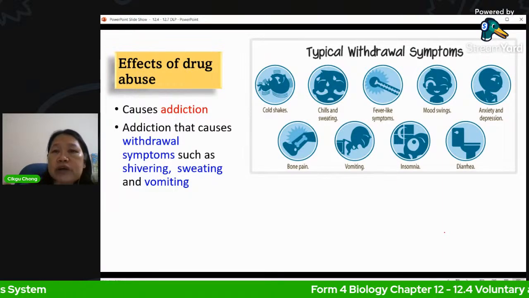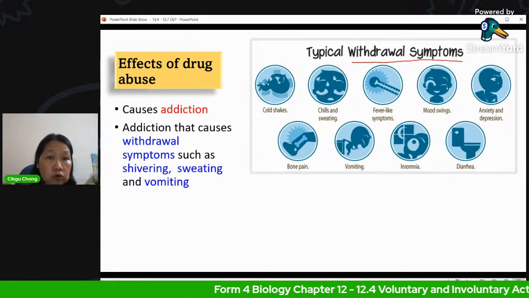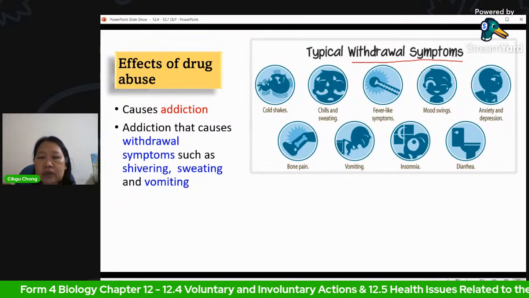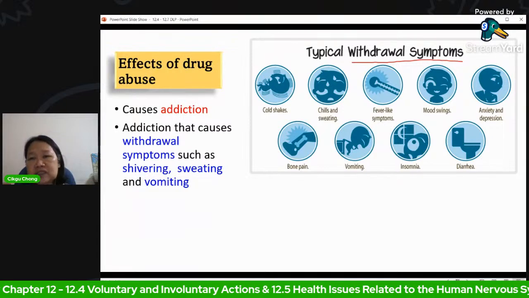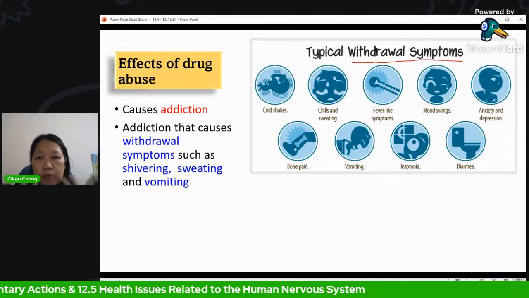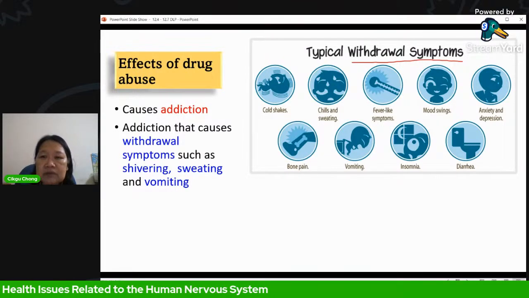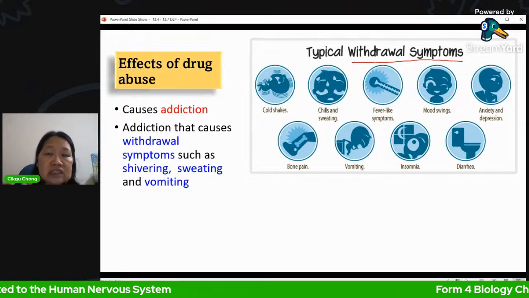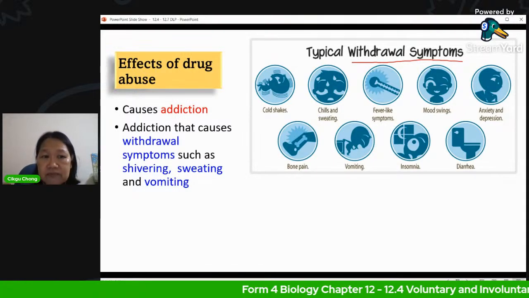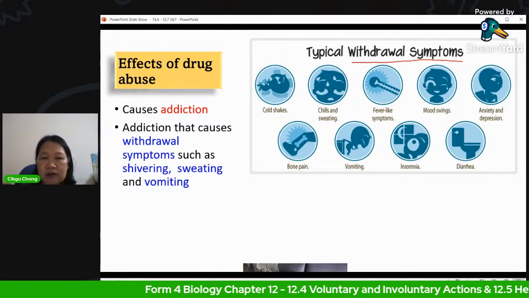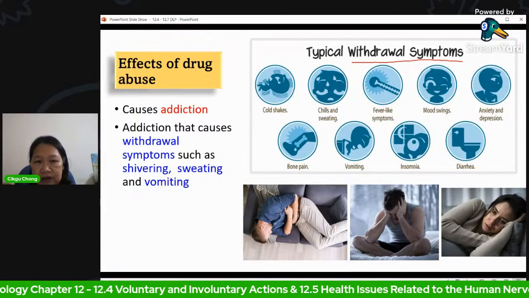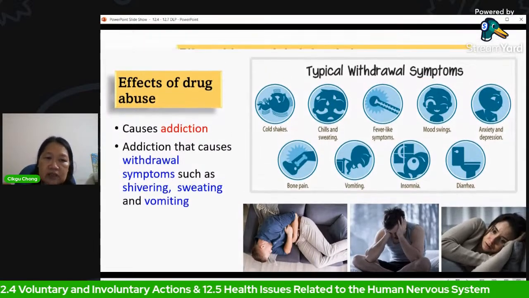So you have all these withdrawal symptoms like cold shakes, the shivering, chills, sweating, breaking out in cold sweat. You might even have fever, mood swings, very unhappy, very angry, anxiety, bone pain, vomiting, insomnia, cannot sleep, even diarrhea. All these are withdrawal symptoms because your body does not get the normal dose of that chemical. Your body cannot function already. So you may get headaches, fever, chills and sweating and so on.